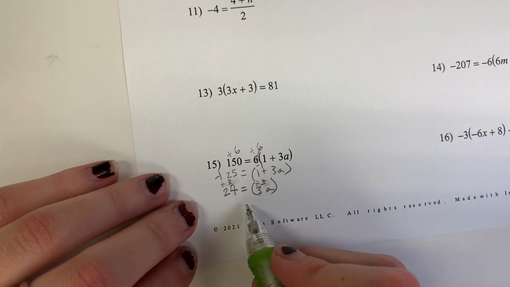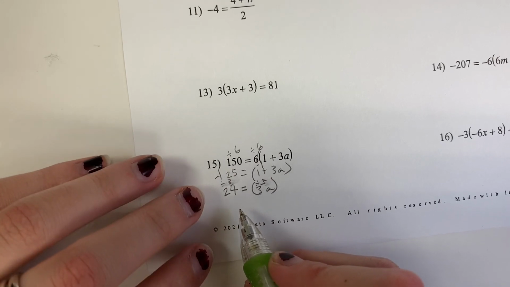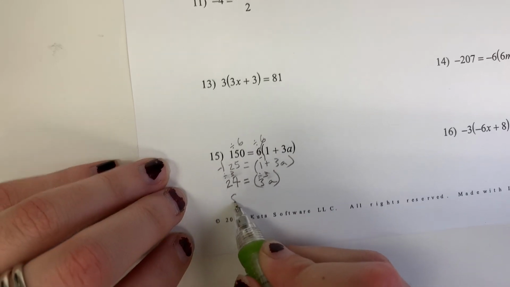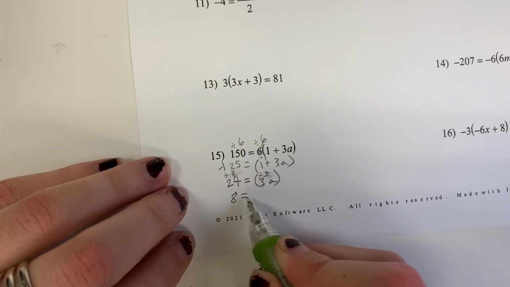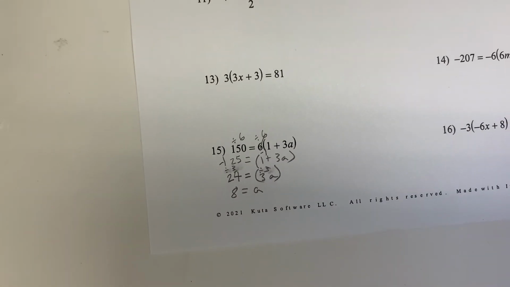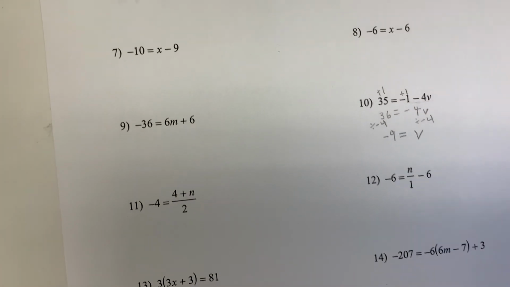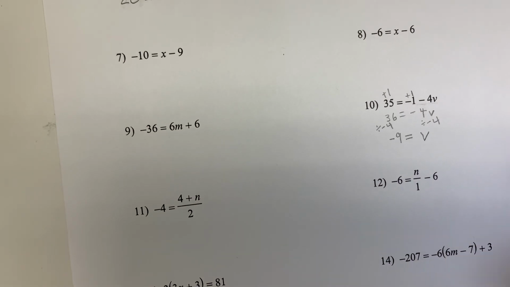Okay, so then it's 8 equals a. That's it. Okay. So I think we have enough examples here. You can finish the rest of it now. Okay. Thank you.